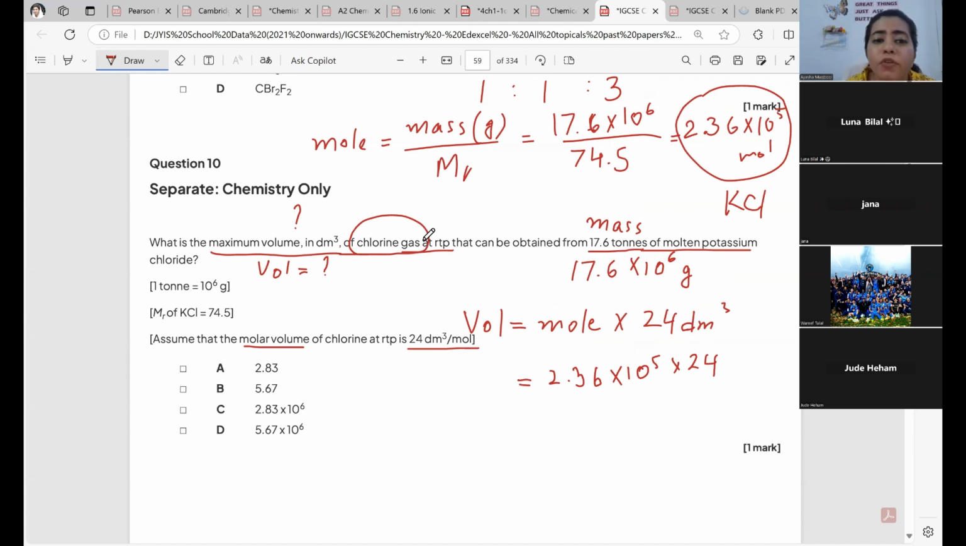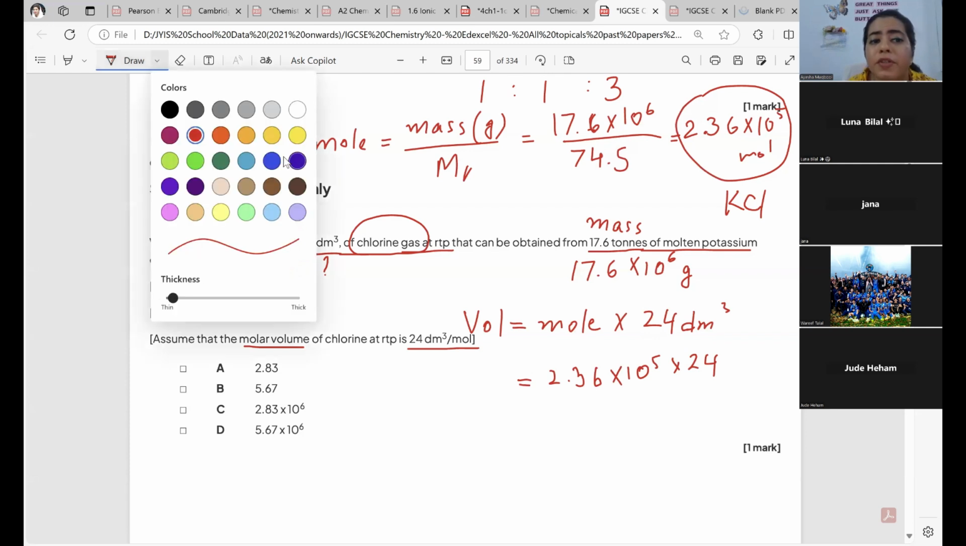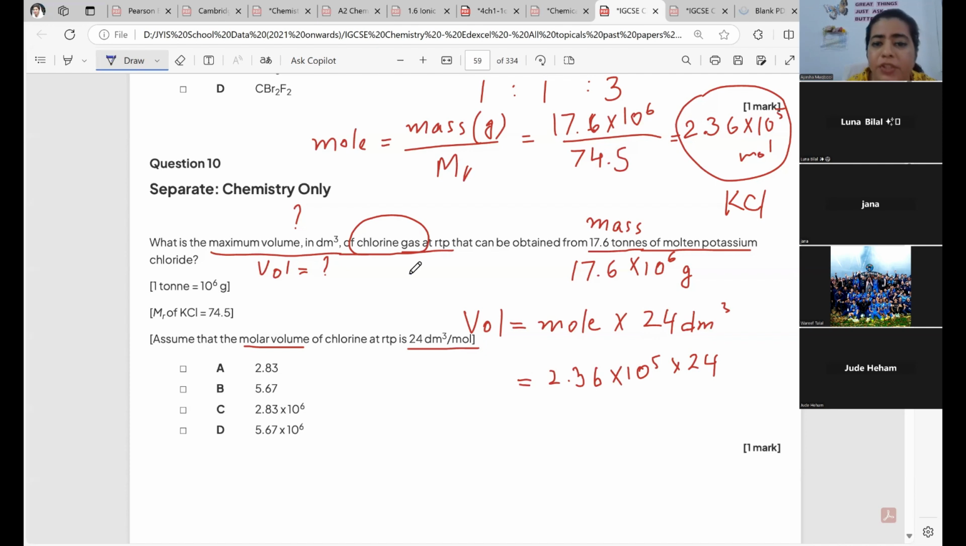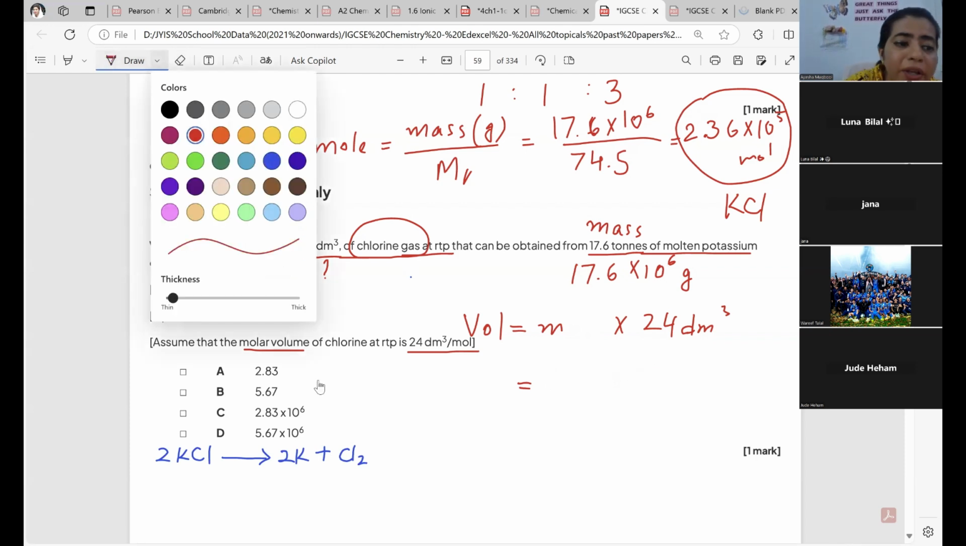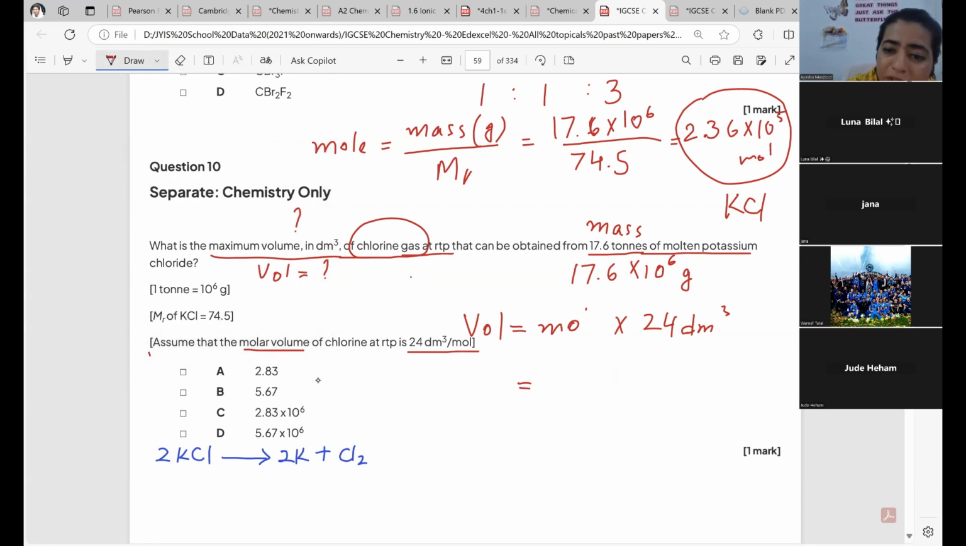Okay, how did we get the answer correct? I will provide you a balanced equation here, because in the exam you need to write the equations, but you can do that only when you are done with the chapter on writing equations. So the equation is 2KCl giving 2K plus Cl2. We got the moles of potassium chloride, KCl. We did not get the moles of chlorine here.